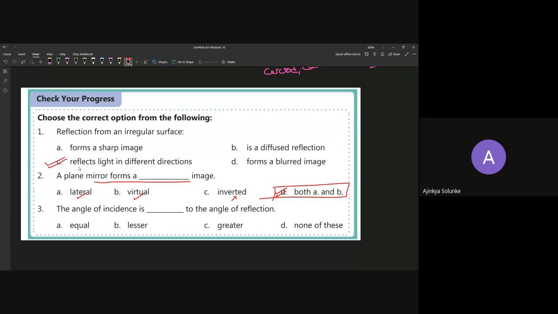The angle of incidence is dash to the angle of reflection. Equal. Equal according to the laws of reflection. Very simple. Angles are same.